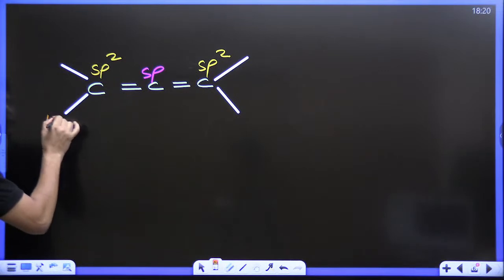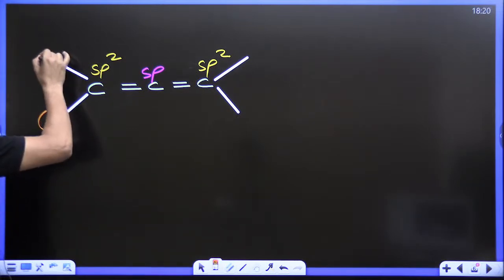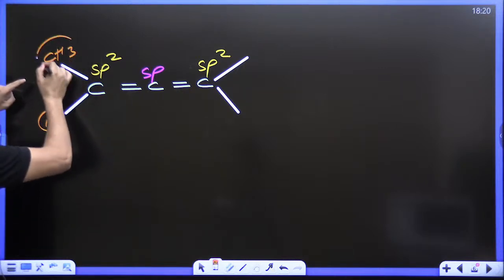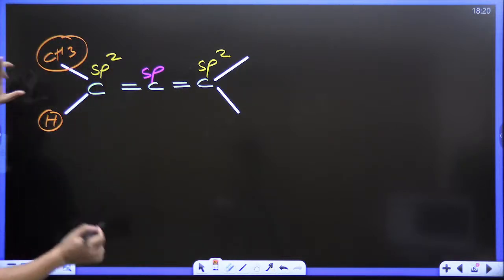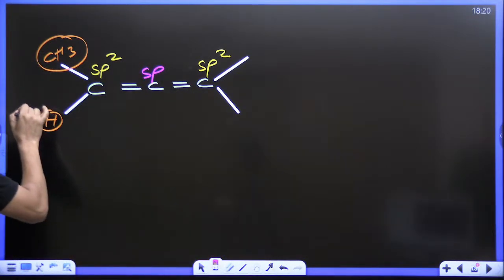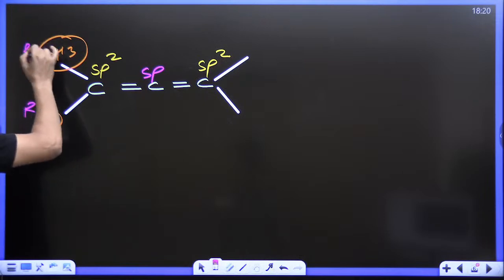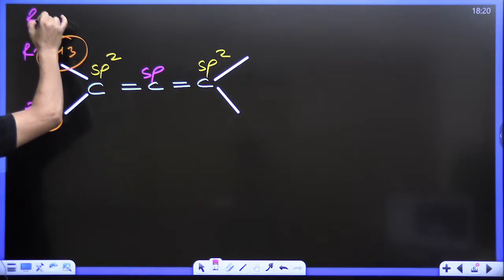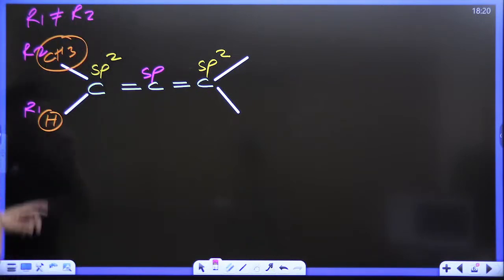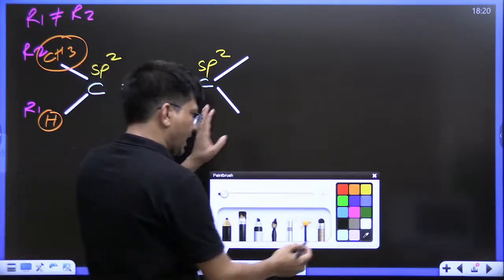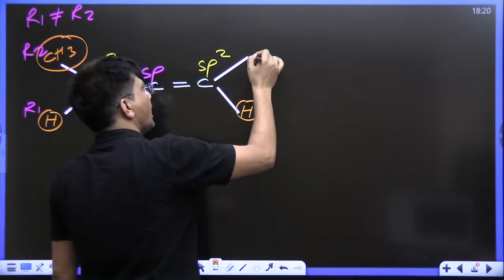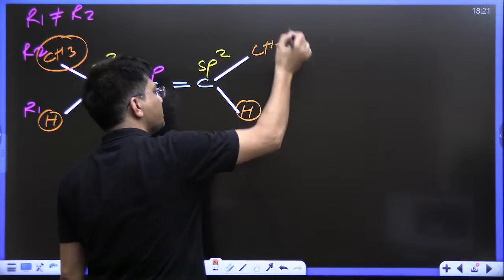Here is one atom or group, and that atom or group should not be the same. That means if this one is R1, this is R2, R1 should not be the same as R2. Here also, whatever atom is present, let us suppose this is R1 and this is R2, they should not be the same.